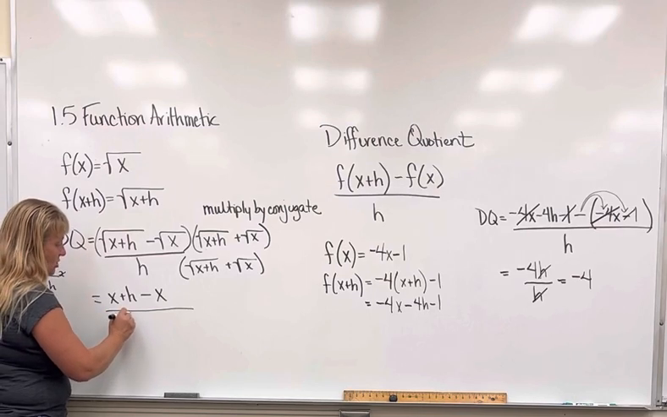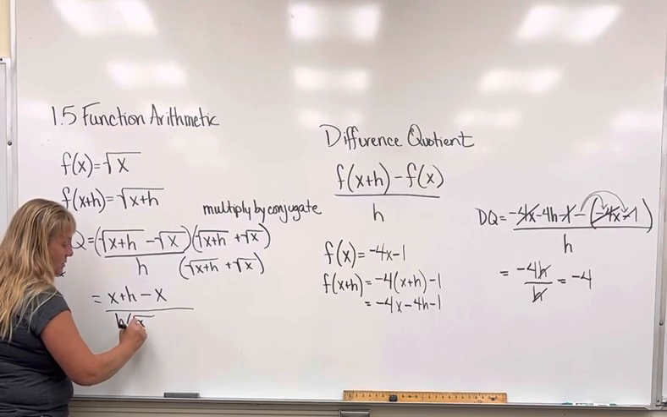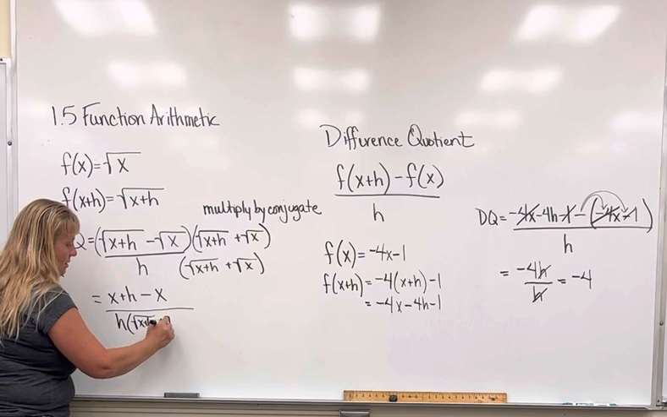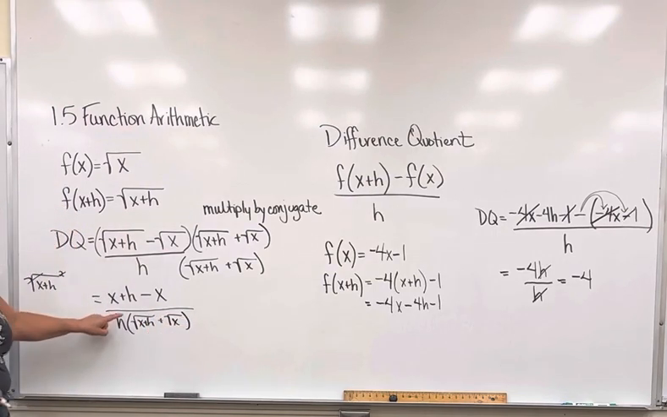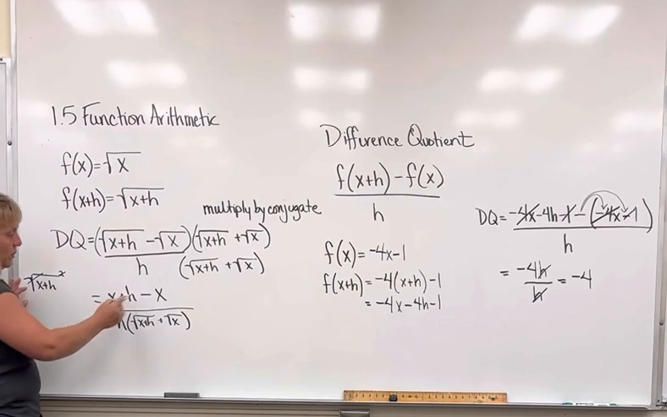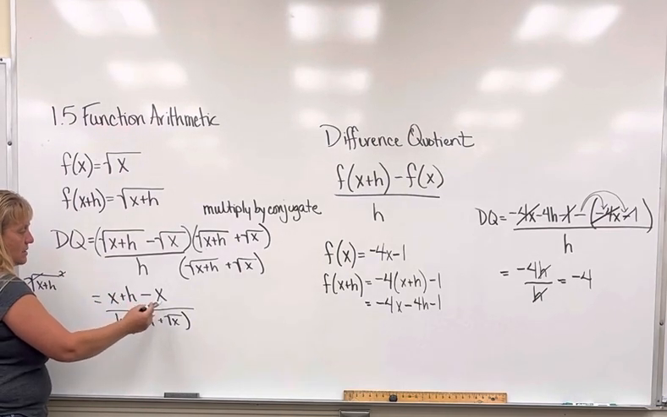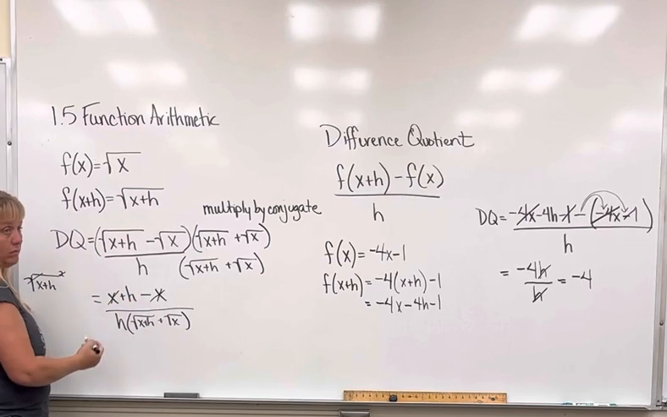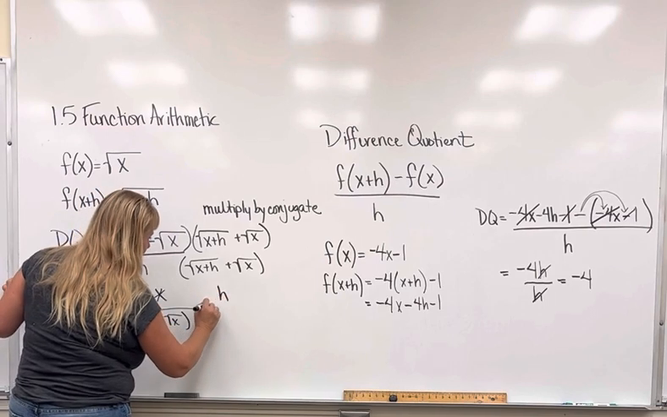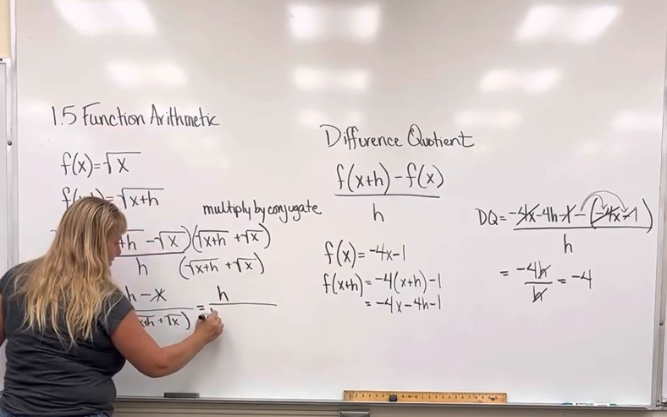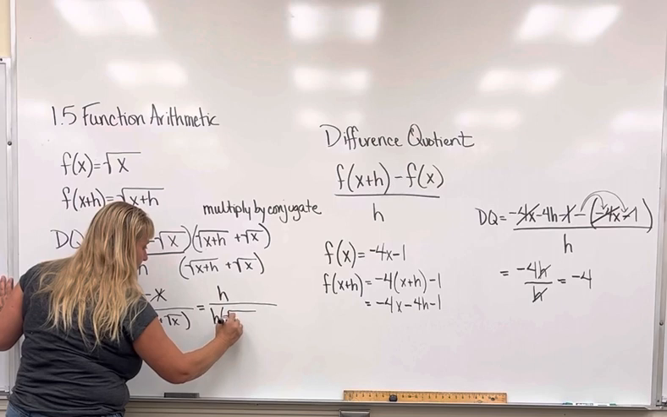Now the bottom did not get any prettier though. We still have h, and we still have the square root of x plus h plus the square root of x. Now notice that I didn't distribute through. The reason why is because I can kind of know where we're headed. So don't do your distribution yet. Now let's look up top. What do we have here? X minus x means that those two guys go away. Nice. So all that's left up top is the h, and now we still have this whole mess on the bottom.